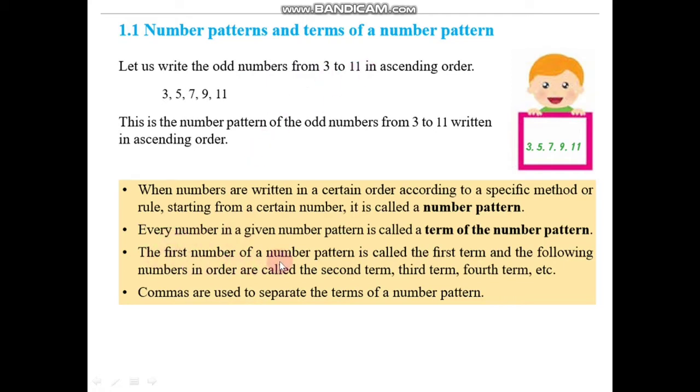The first number of a number pattern is called the first term, and the following numbers in order are called the second term, third term, fourth term, etc. Commas are used to separate the terms of the number pattern. So these are the rules of writing number patterns. Keep them in your mind.